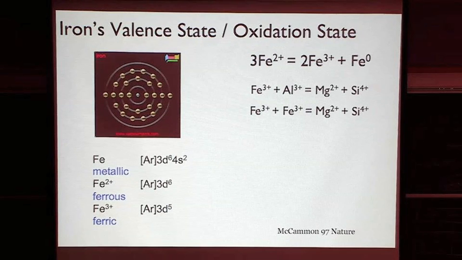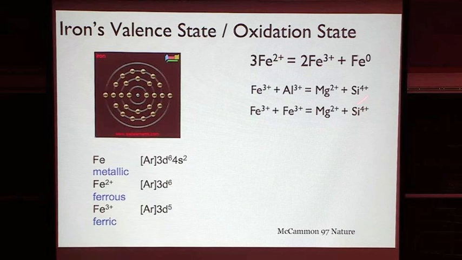So two of them will each enter different sites and get this kind of a reaction. This kind of substitution stabilizes Fe3+ in alumina, in perovskite, and that leads to this kind of self-redox reaction. That kind of reaction is quite significant.